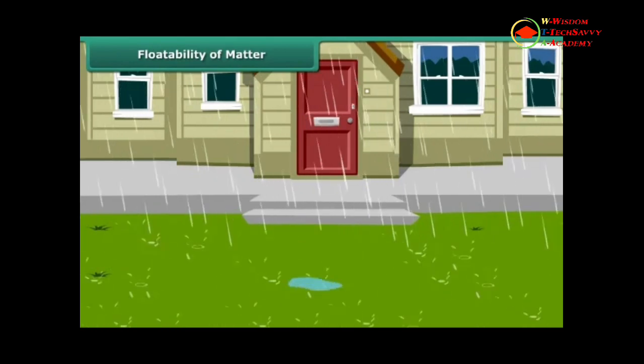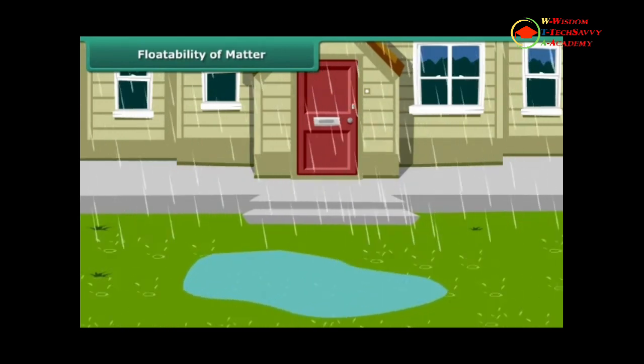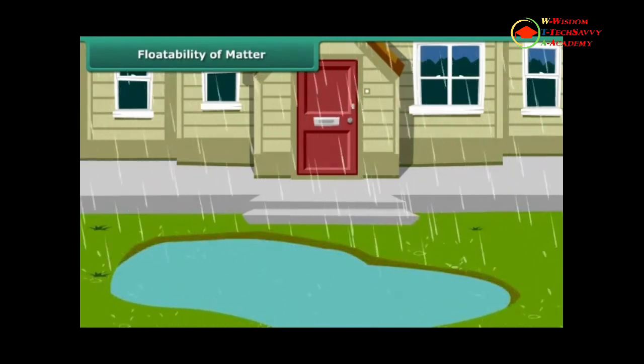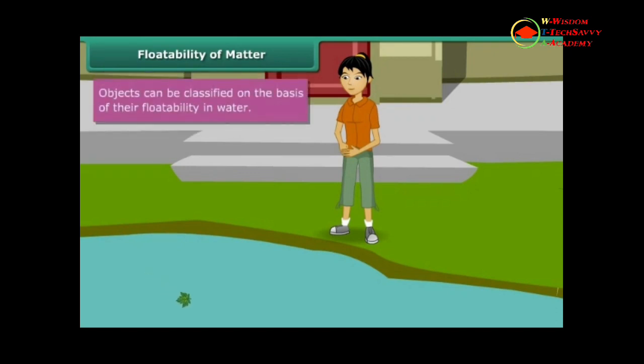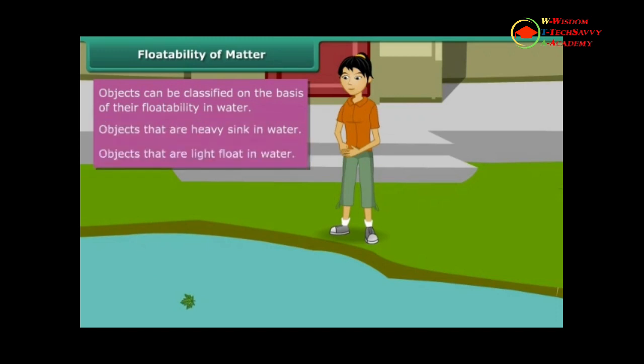It has rained heavily, and a huge puddle has formed in front of Prachi's house. She is very excited. She first throws a stone. It disappears inside the puddle. Then she throws a leaf. It starts floating. Do you know why? The stone sinks because it's heavy. The leaf remains afloat because it is light. Thus, objects can be classified on the basis of their floatability in water.